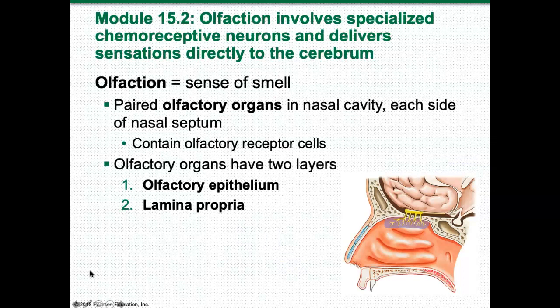So let's get into detail on olfaction. Think of olfactory for smell. These are organs in our nasal cavity about the size of a quarter on each side of the nasal septum. This is where the receptor cells are. And olfactory organs have 2 layers, the olfactory epithelium and the underlying lamina propria.